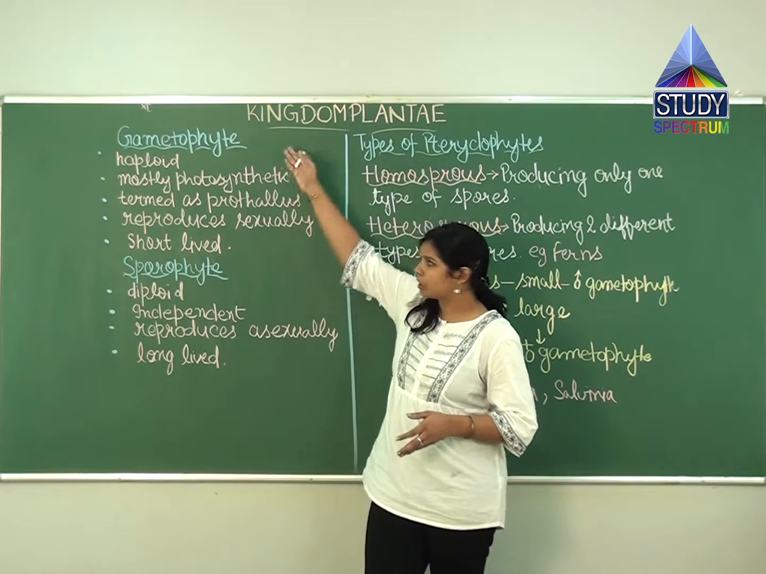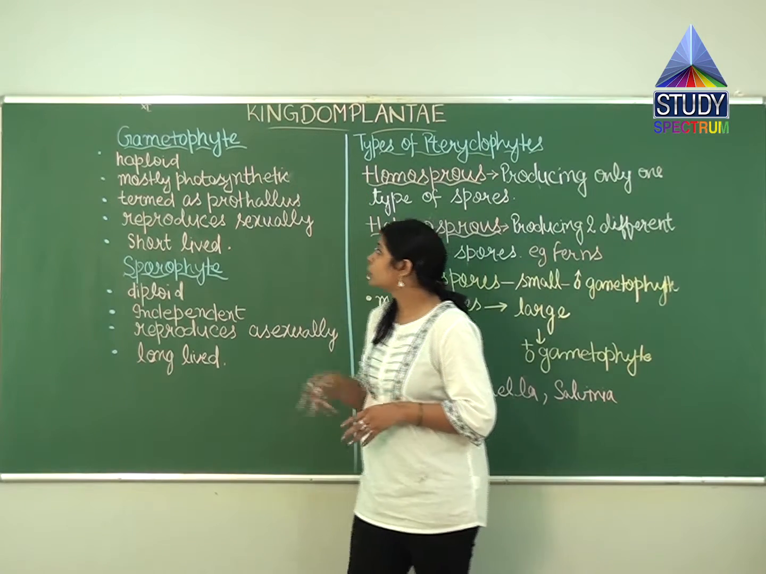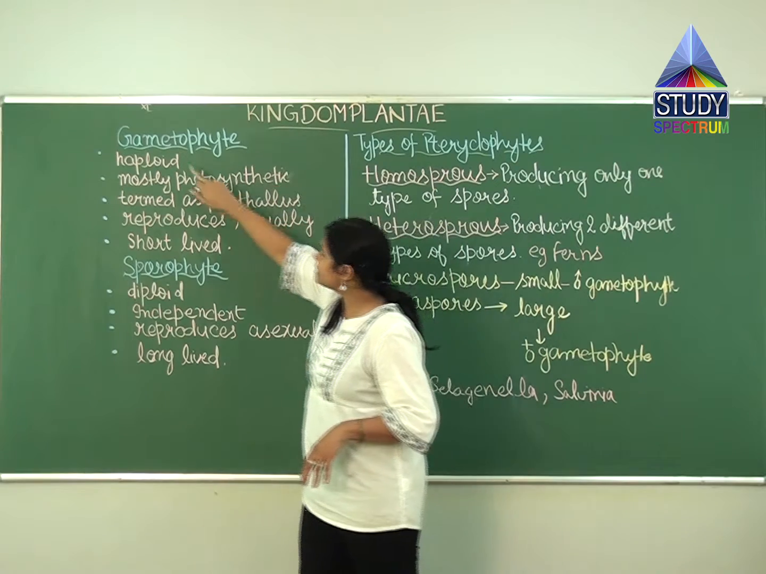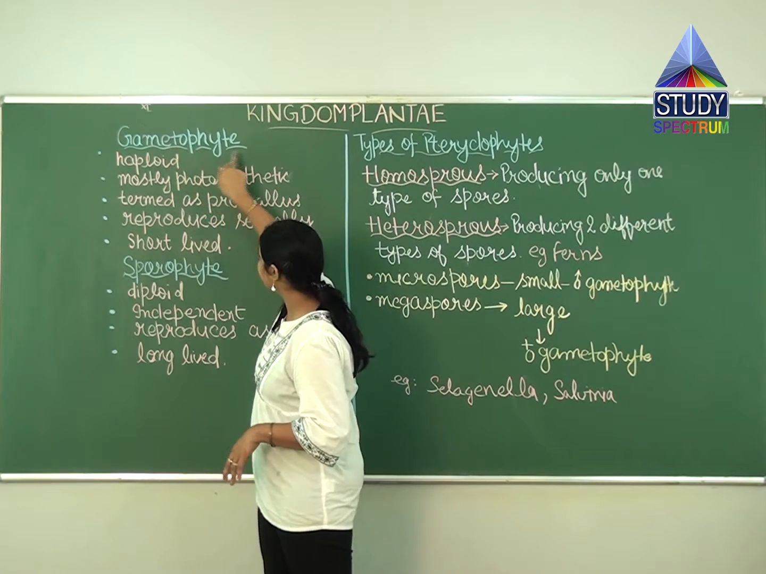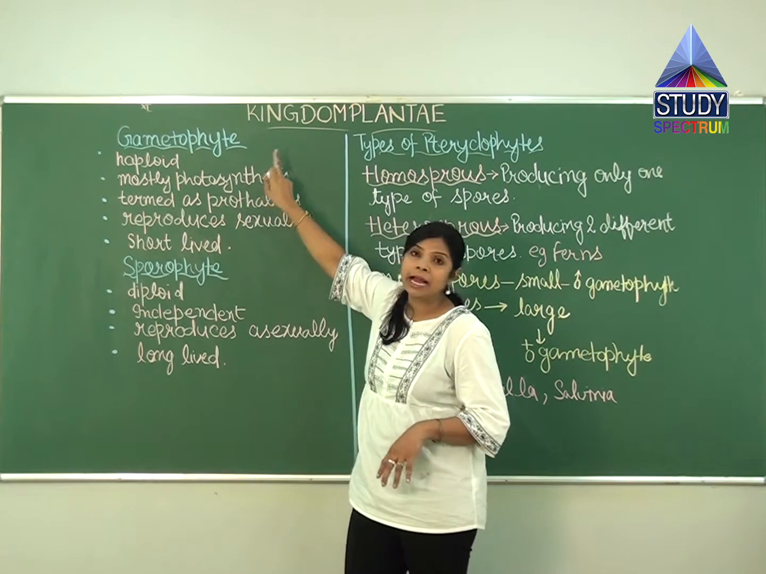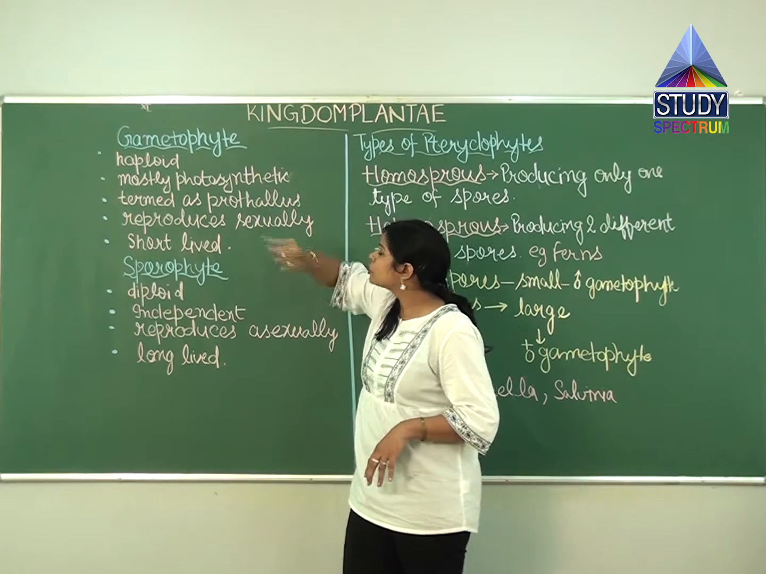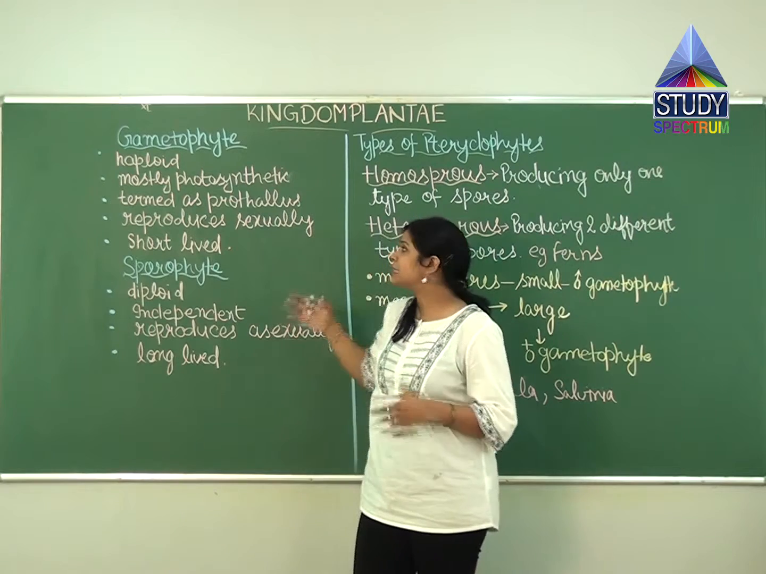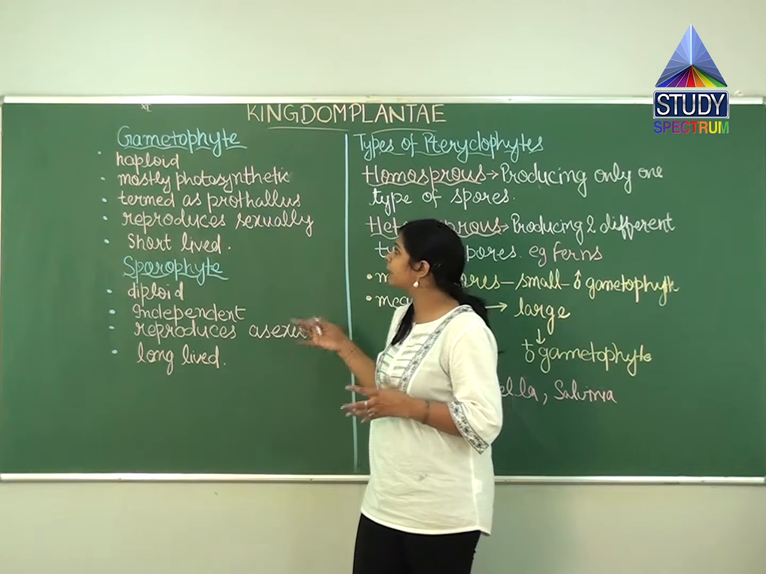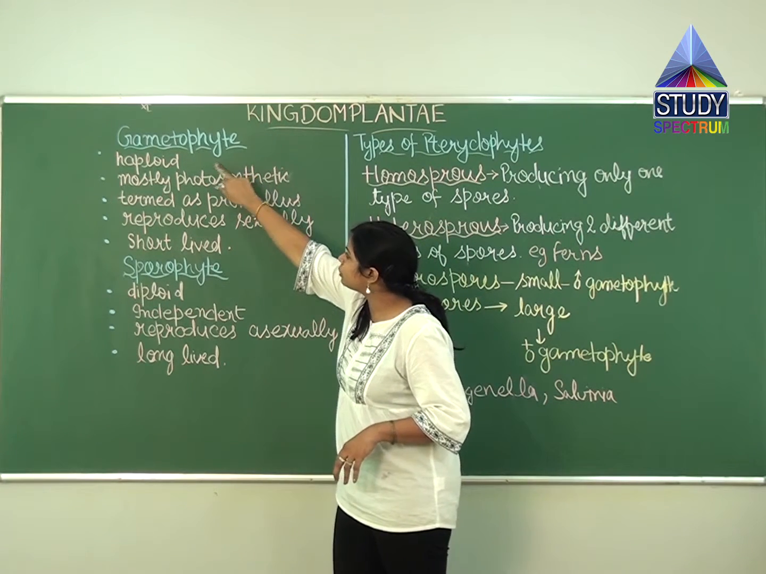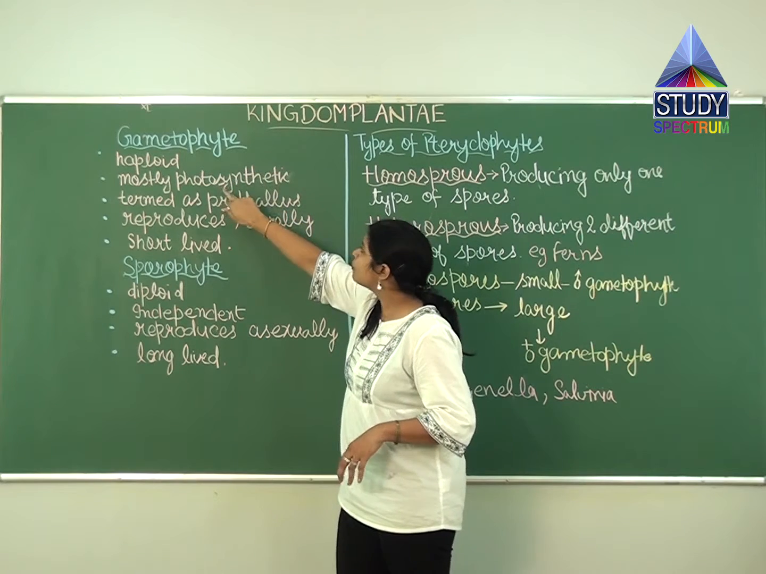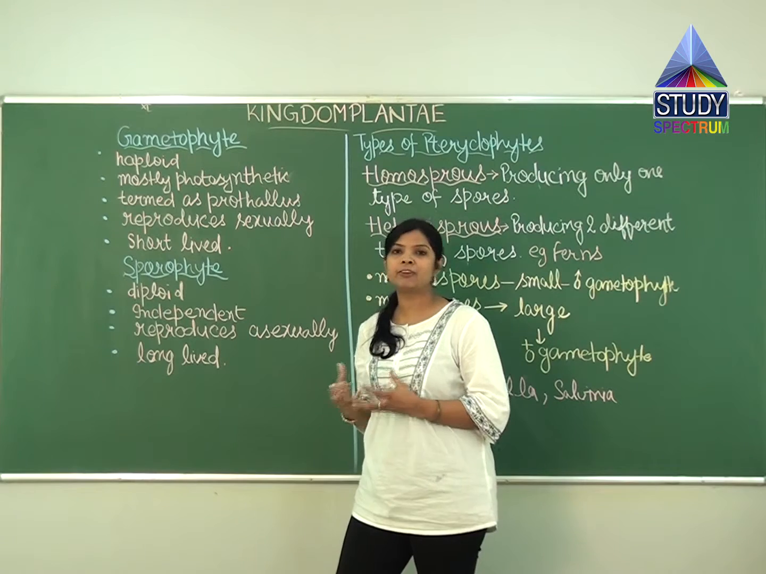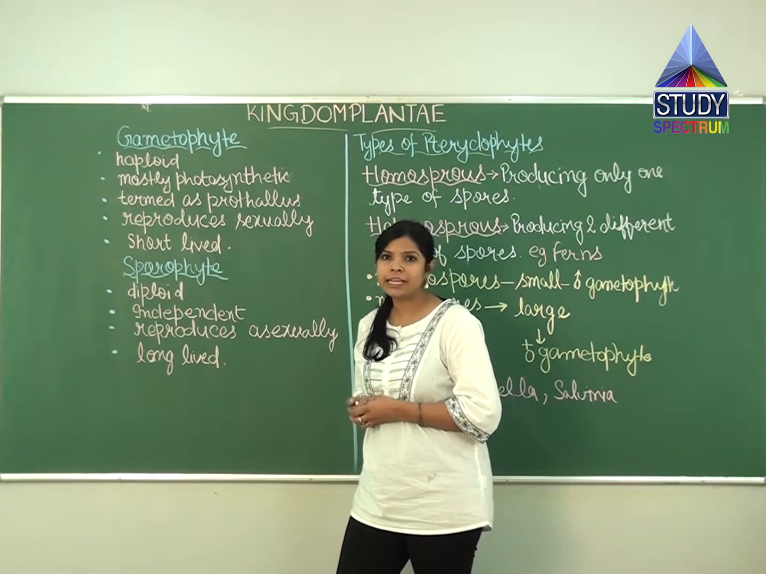So let us start with the gametophyte. Gameto means gamete, phyta means plant. So this plant will include the gametes. Here, the gamete will be haploid, meaning the set of chromosomes will be single. So this includes the haploid stage, mostly photosynthetic. As we have seen, they are of thallus form and they are green in color.